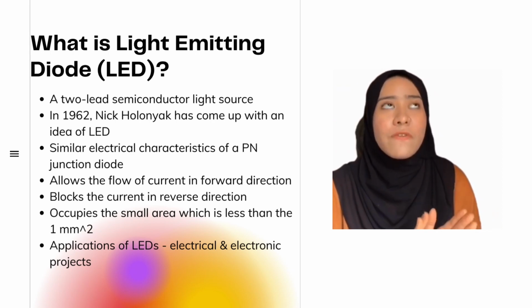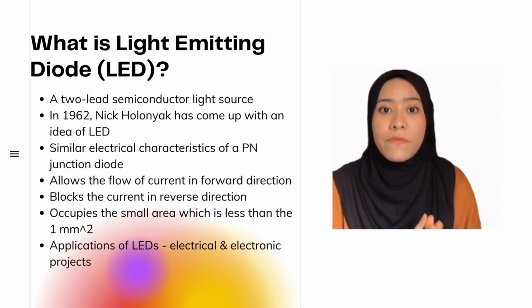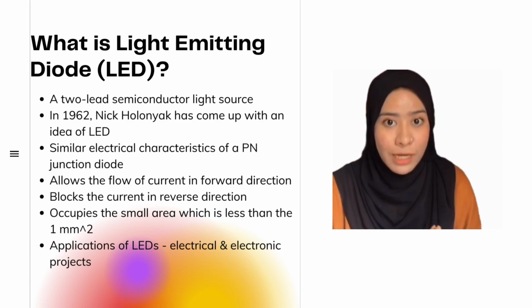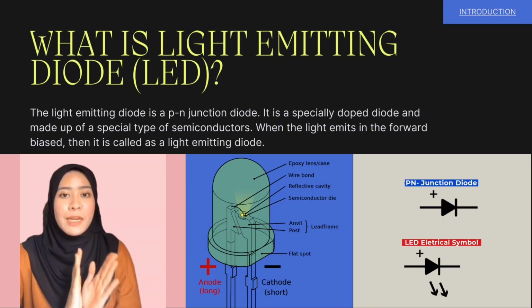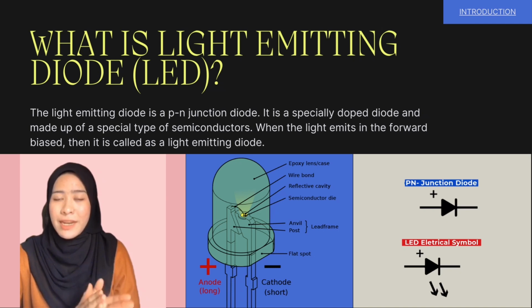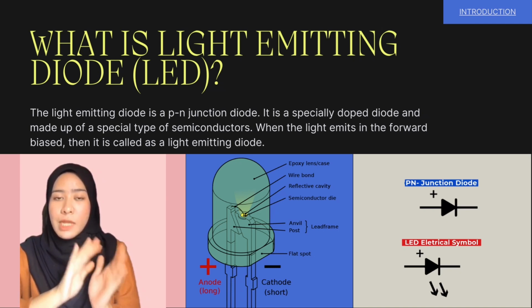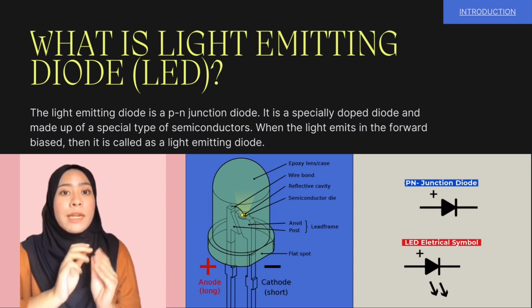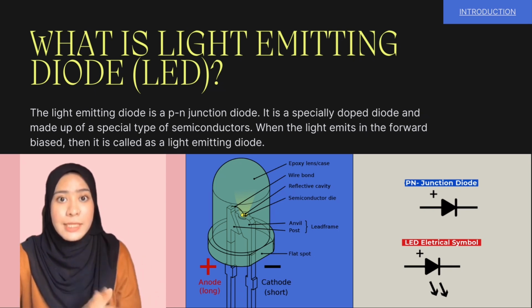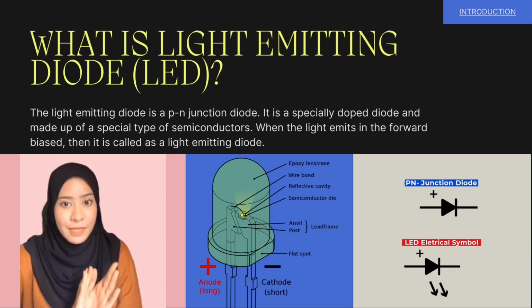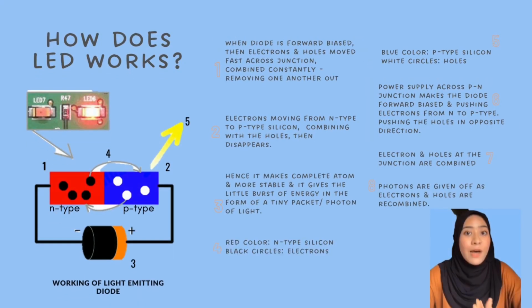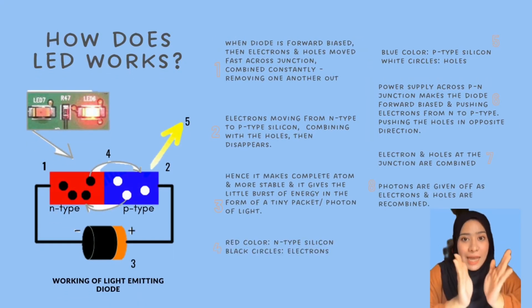The applications of LEDs are used to make various electrical and electronic projects. The light emitting diode is a PN junction diode. It is a specially doped diode and made out of a special type of semiconductor. When the light emits in the forward bias, then it is called a light emitting diode. So, how does the LED work? The light emitting diode is simply a diode.